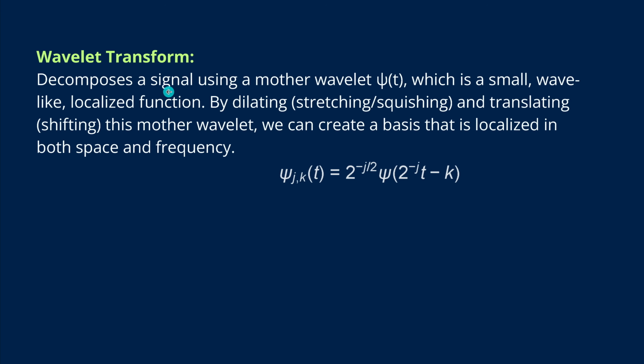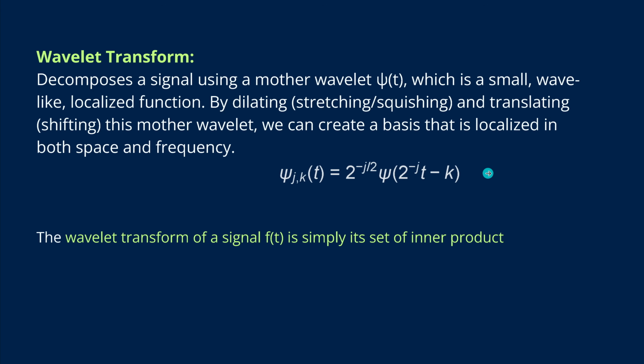Decomposes our signal that we built here using a particular mother wavelet phi t, which is a small wave-like localized function that we operate here in our Hilbert space. And by dilating, and I will show you this, the stretching and the squishing, and translating, so shifting this mother wavelet, this very short one, over our information stream, we can create here a basis that is localized in both space and frequency. This is our base of the coordinate system. This is our x, y, and z.